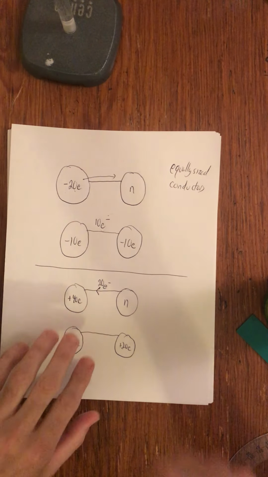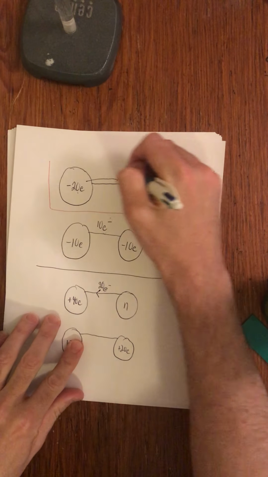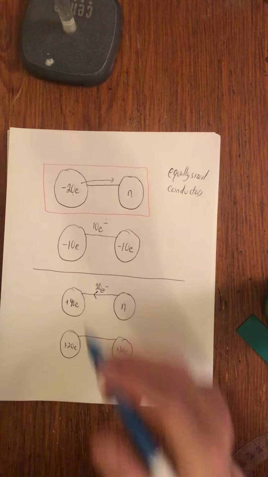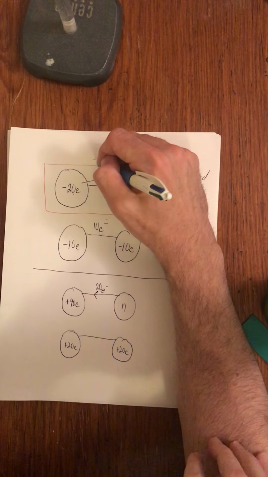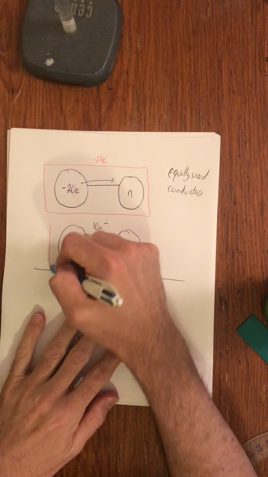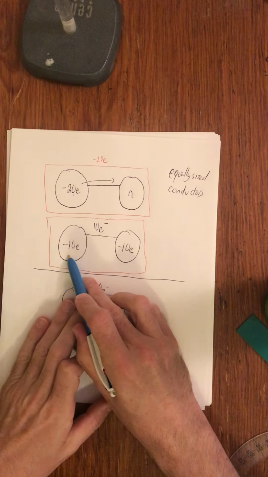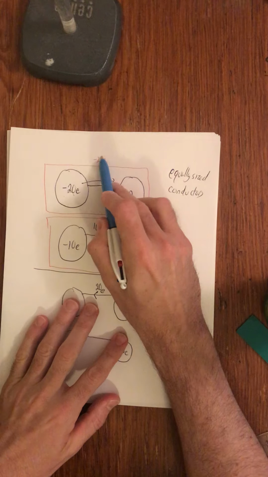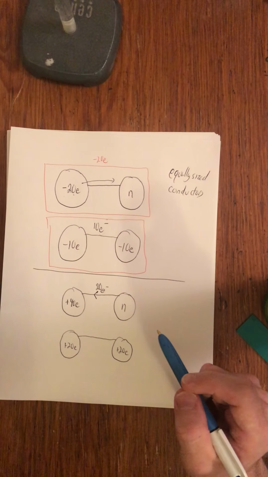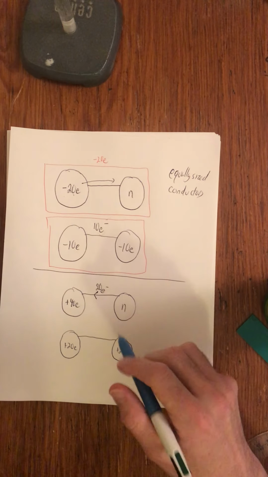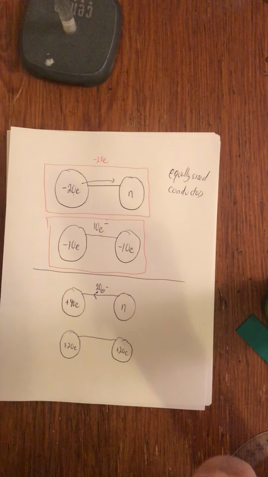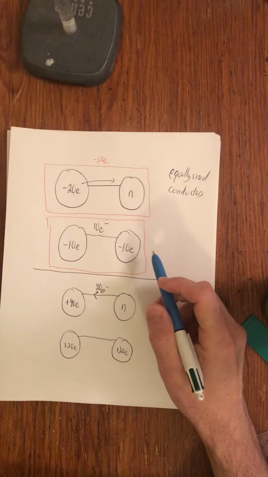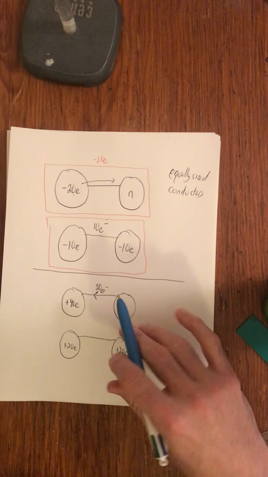What I want you to notice here is that's my system. What's the net charge on the system? Well, 0 plus negative 20, the net charge is negative 20 E. What's the net charge here? Negative 10 and negative 10, it's still negative 20. Notice in this process, the net charge of the system remains constant. And that's because of the conservation of charge. Let's try one more of these.